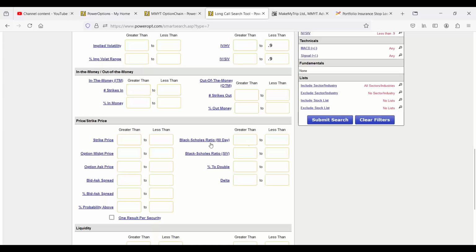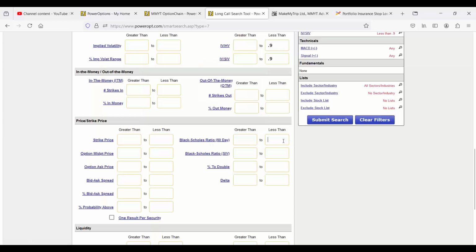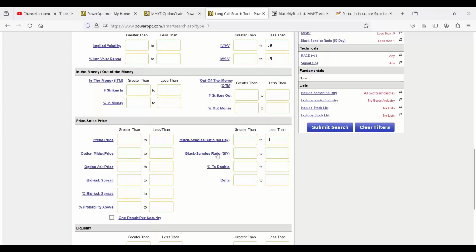In addition to that, the Black-Scholes ratio. Simple thing: the Black-Scholes value is the expected value of the option based on the Black-Scholes theoretical pricing model. What the Black-Scholes ratio shows me is my actual bid price, midpoint price, or trading price of my option, Caleb, compared to its theoretical value. When I'm selling, I want that to be over 1. I want to be getting good premium. When I'm buying, I want to be less than 1.